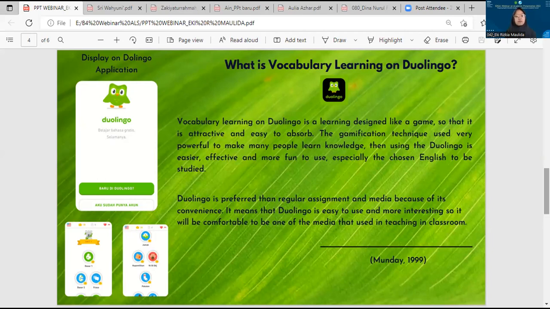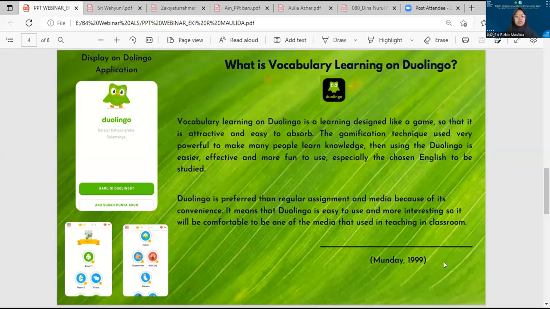All right, based on the problems mentioned previously, one of the English vocabulary teaching techniques is using Duolingo. According to Cap 2012, in Irawan et al. 2020, their interest in choosing Duolingo is that the application uses gamification techniques that make it easy and fun to use. So, vocabulary learning on Duolingo is a learning design like a game. It is attractive and easy to absorb because the gamification technique used is very powerful to make many people learn knowledge. Then using Duolingo is easier, more effective, and more fun, especially with English as the chosen language to be studied.